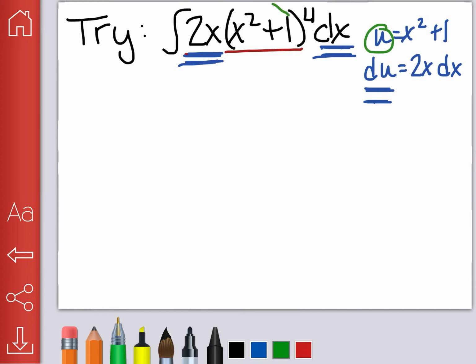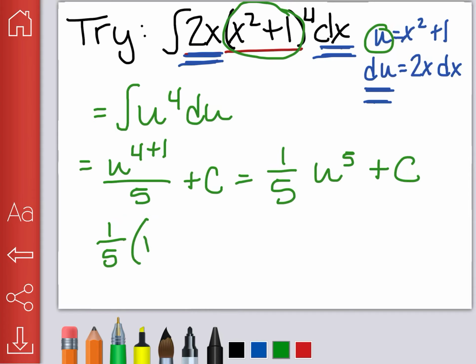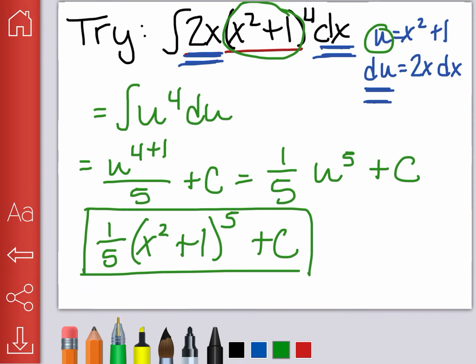So that is going to be where we plug in our du. And then we've got our u to substitute for the x squared plus 1. So we've got u to the 4th du. Now this is an integral that we can very easily do. So we add 1, divide by the new exponent. It's indefinite, so we add c. So we've got 1/5 u to the 5th plus c. Okay, now u to the 5th, we don't want u, we want this in terms of x. So we are going to sub back in our (x squared plus 1) to the 5th plus c. And that is our final answer.